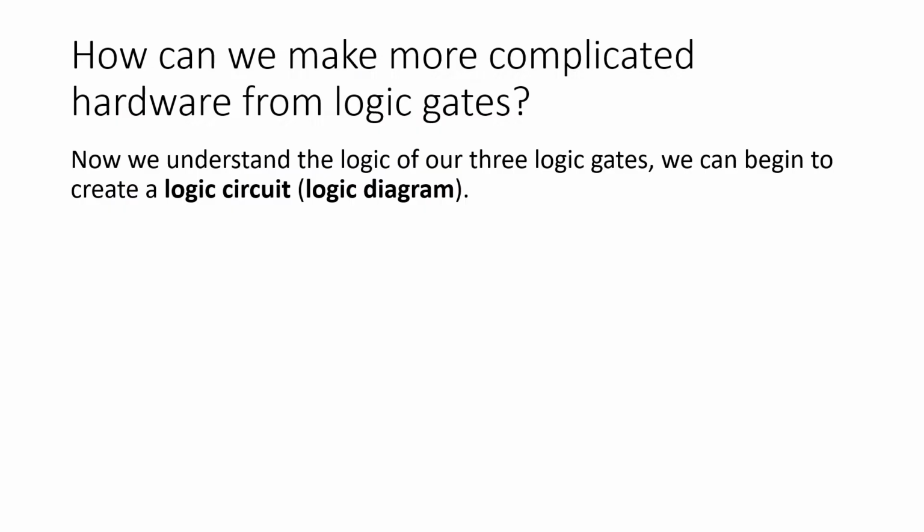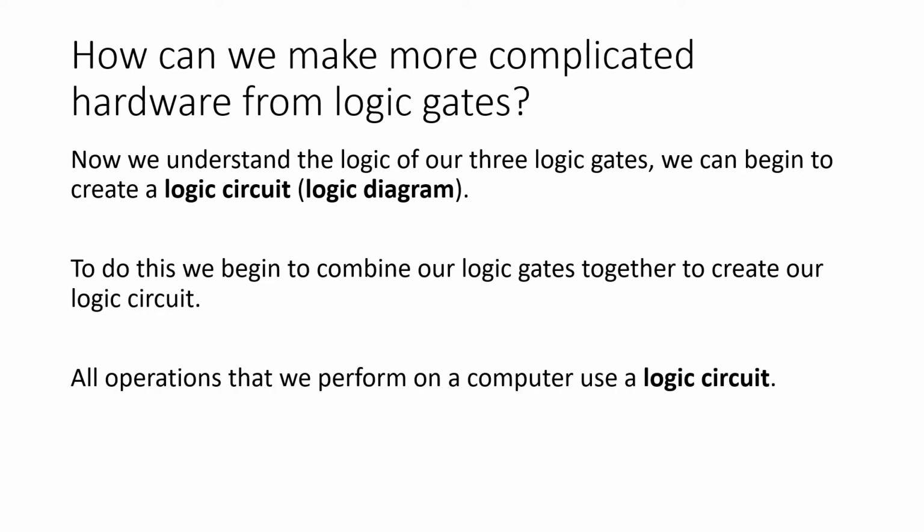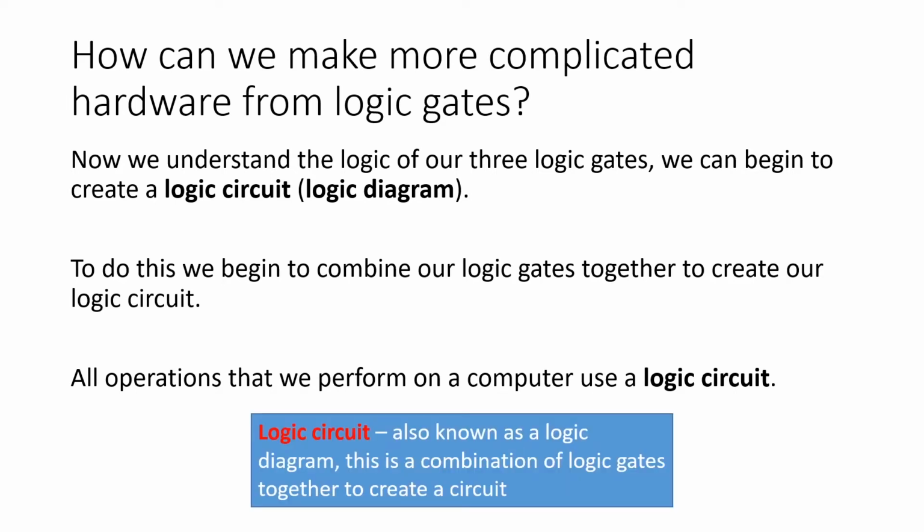So let's do that. We know about the three logic gates, AND, OR, and NOT, but if you combine those together, you can make a logic circuit. All the operations that you now perform using those logic gates are part of that logic circuit, also known as a logic diagram. So a key term for you is logic circuit, also known as a logic diagram: a combination of logic gates that together create a circuit.